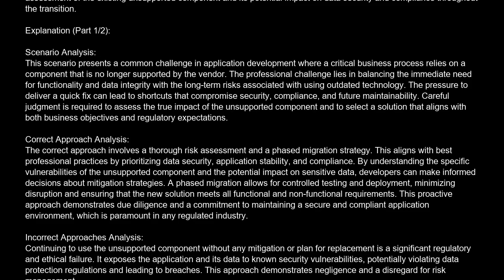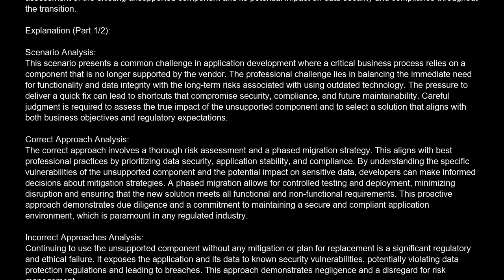The correct answer is B. Immediately initiate a phased migration to a supported and equivalent third-party component, prioritizing a thorough risk assessment of the existing unsupported component and its potential impact on data security and compliance throughout the transition.